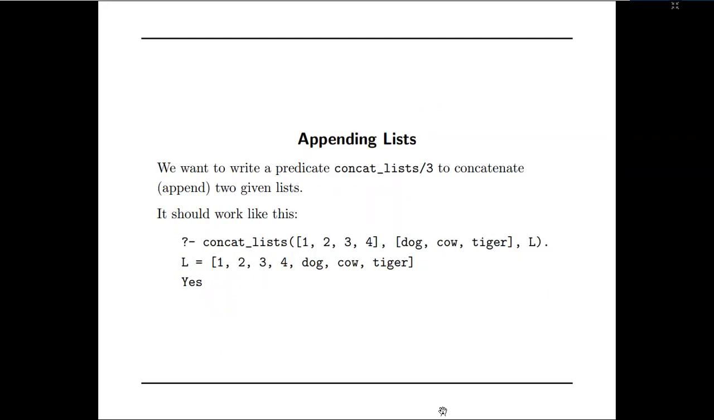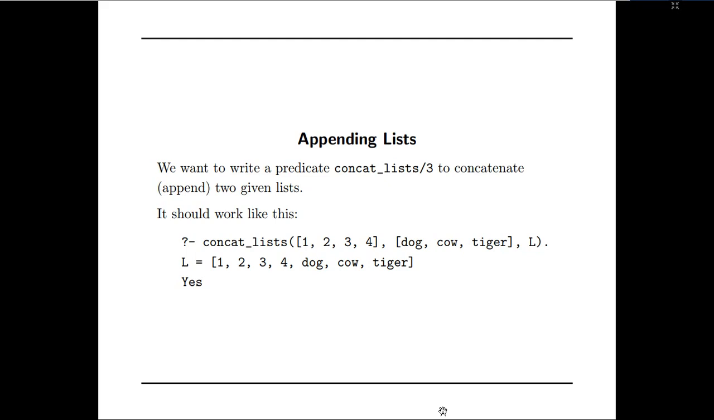Now the question is how to concatenate two lists and assign the result to a variable which is passed as the third argument. That means there are three arguments available: concat_list. Here a predicate was written like this, but this is the one that you are supposed to define on your own. There exists no default predicate available. Concat_list of 1, 2, 3, 4 and dog, cow, tiger, L. Now it should return L is equal to 1, 2, 3, 4, dog, cow and tiger.